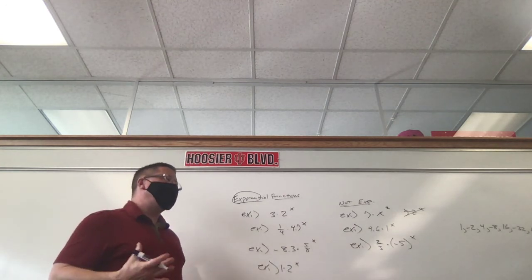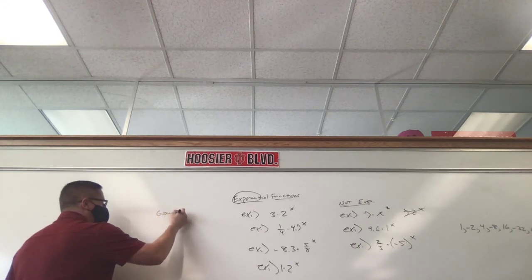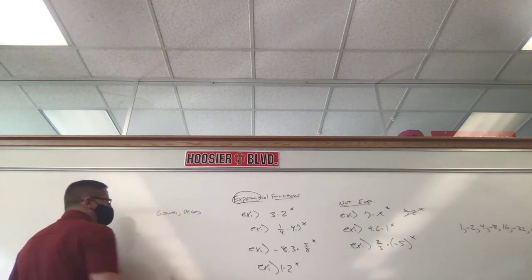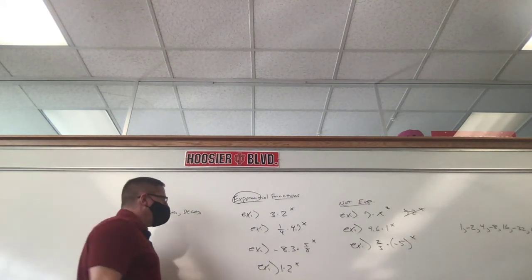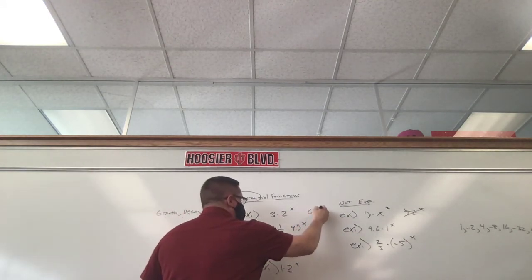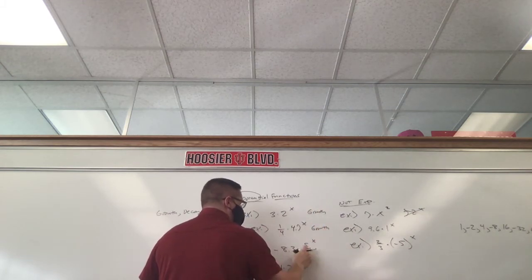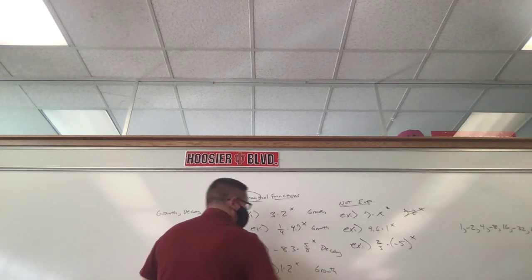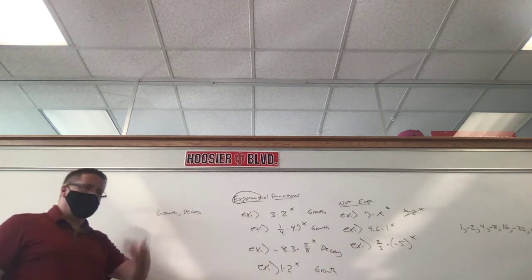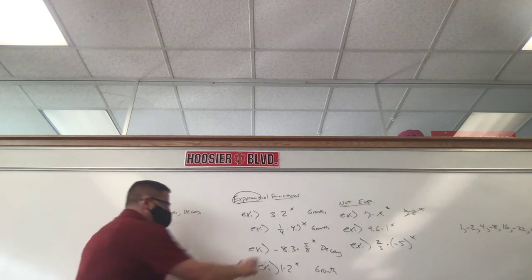Now, there's two different types of exponential functions. There's exponential growth, and there's exponential decay. Growth means it gets bigger, decay means it gets smaller. This one right here is growth. I didn't tell you why. This one right here is growth. This one right here is decay. This one right here is growth. Any idea why this third one's decay? There's a negative up front. Say it again. There's a negative up front. Oh, still decay.